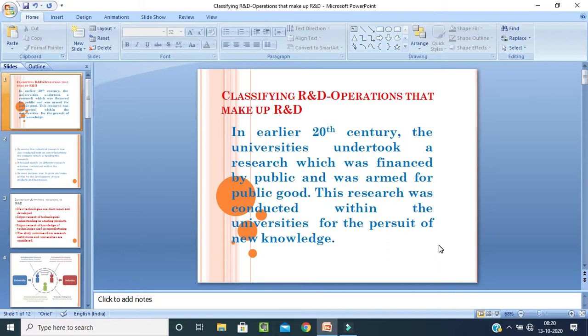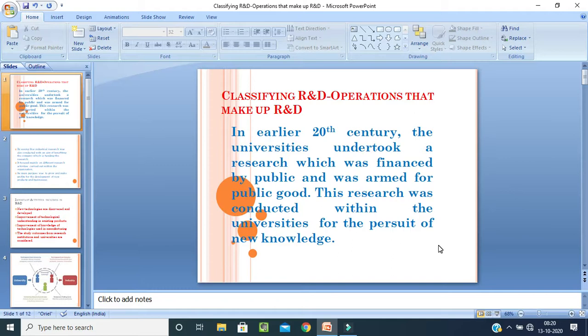So I want to just go for a small introduction. In the early 20th century, the university undertook research which was financed by the public and was aimed at the public good. This research was conducted within the universities for the pursuit of new knowledge. But what happened after this? Access to this knowledge was given to the public, but was unavailable for commercial purposes. That means this innovation was taking place only for public usage and not for commercial purposes.